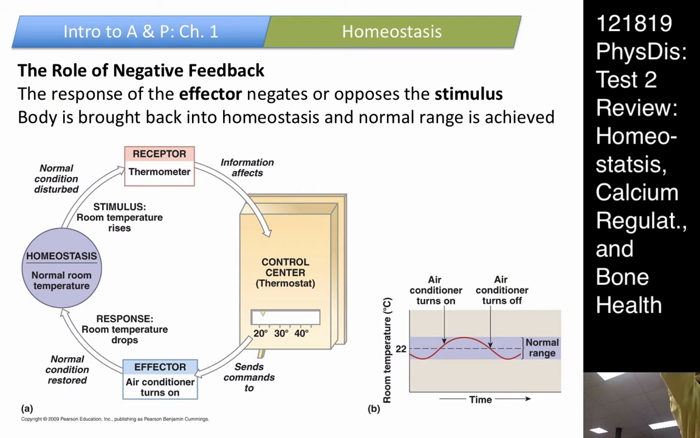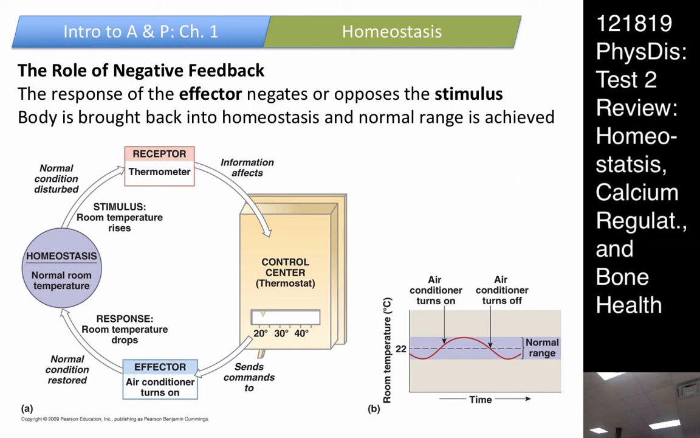So as the effector works, it needs to work less, right? So it's this sort of negative feedback system where the system will eventually come to rest, stop at hopefully the set point. So, for example, the important words here are: the response of the effector opposes the stimulus.